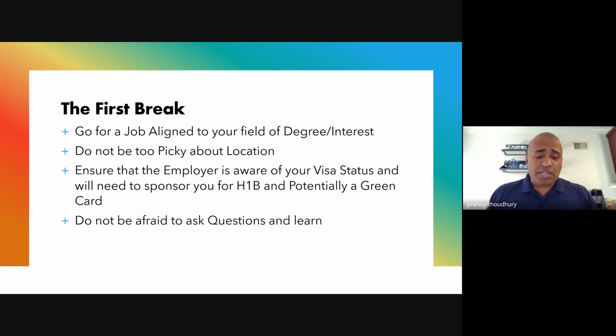Don't be picky about location. I have a friend of mine who went to Nebraska for a job. He went to Arizona State. He ended up working at a meat processing plant in Nebraska, and he's an industrial engineer. I mean, Nebraska is almost Midwest, middle of nowhere. And he did great. He works for Amazon.